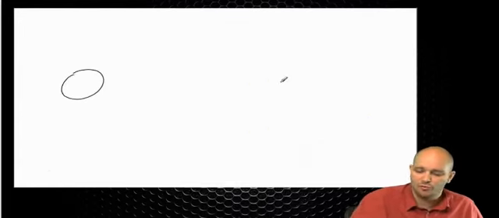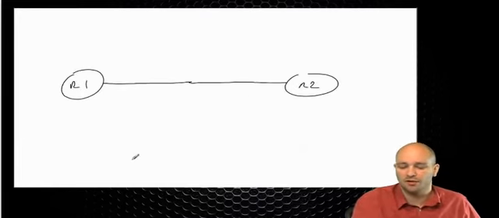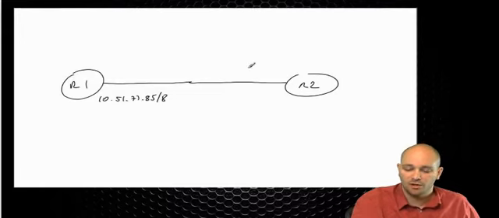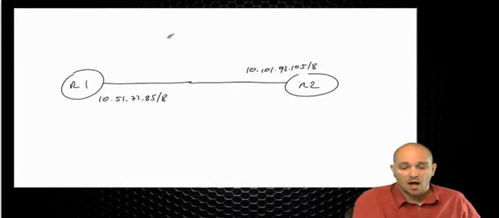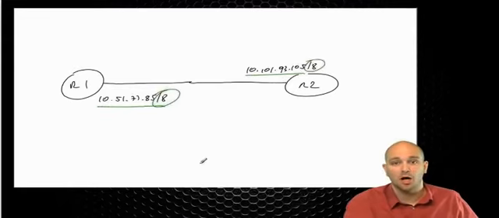Let's say that I have two routers, so router 1 and router 2. And let's say that they are connected on serial interface. And the IP address here is 10.51.73.85/8. And here it's 10.101.93.105/8. Are these on the same subnet? Well, the answer is yes, they are.